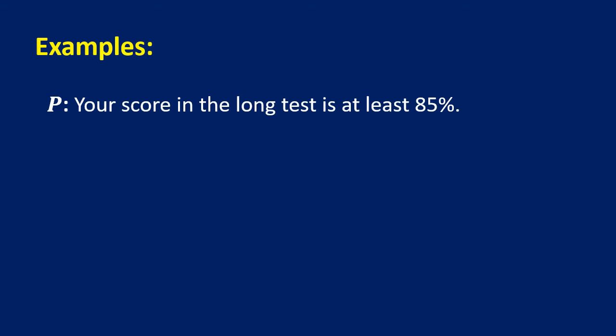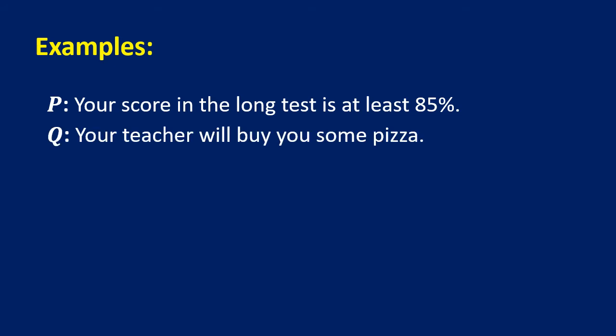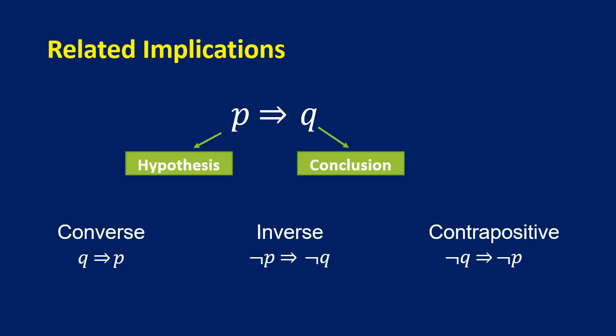Let's have some examples. P, your score in the long test is at least 85%. Q, your teacher will buy you some pizza. The implication if P, then Q is, if your score in the long test is at least 85%, then your teacher will buy you some pizza. Anyway, let us now look at some related implications.